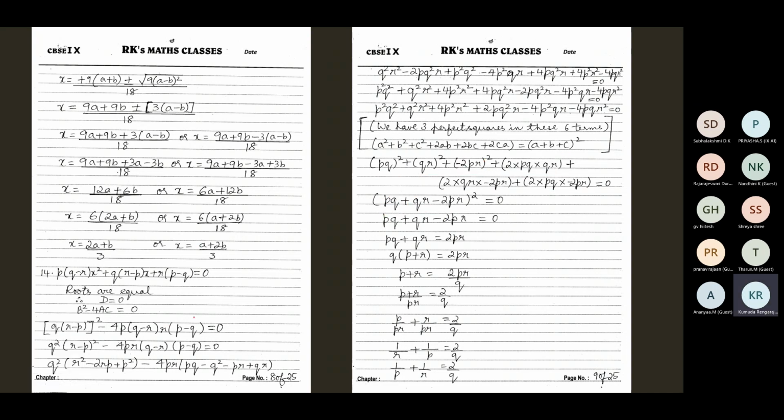So now you'll have to just look at what is to be proved. We need to prove that 1 by p plus 1 by r is equal to 2 by q, which means p and r are on one side and q on the other side. Accordingly, you need to transpose. So see here, whole square is equal to 0. So that means pq plus qr minus 2pr is equal to 0.